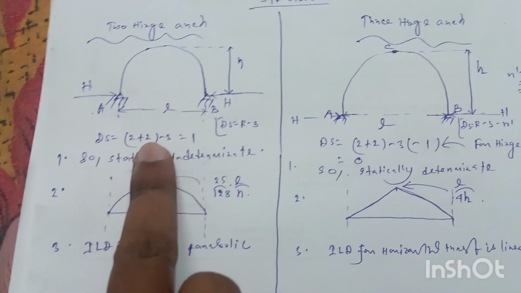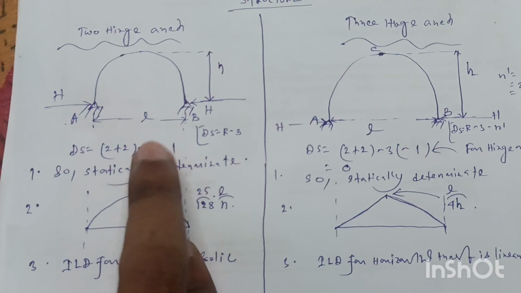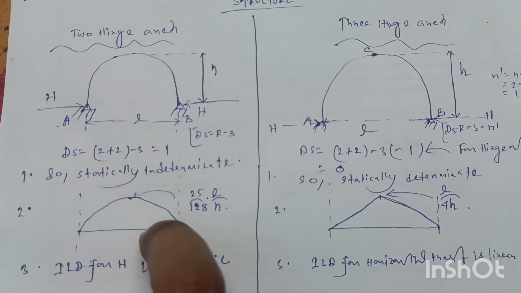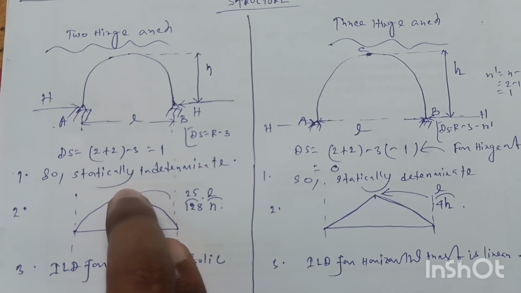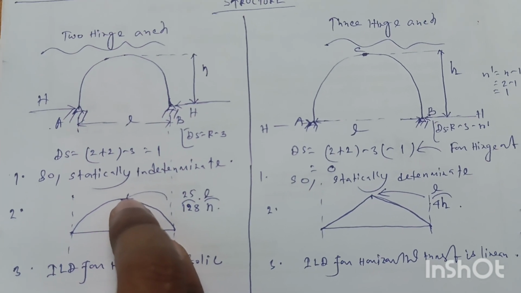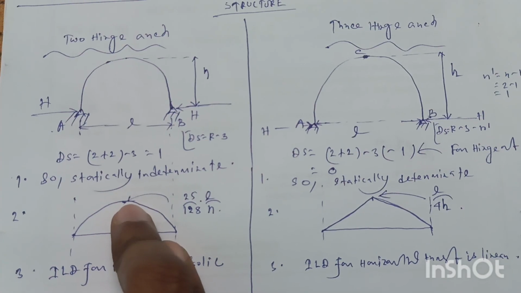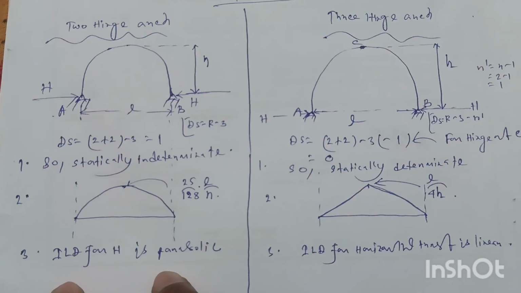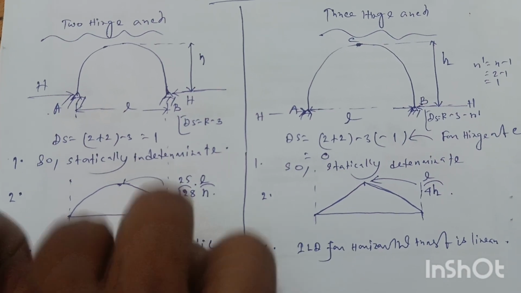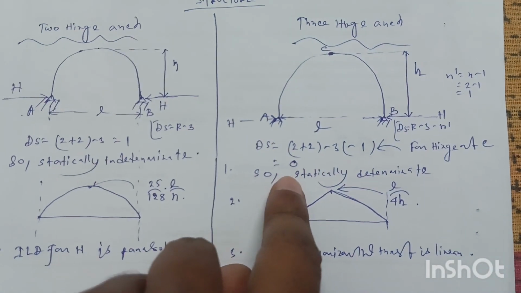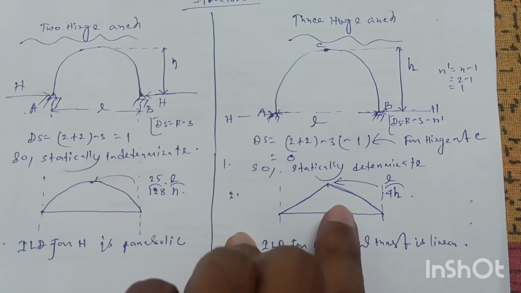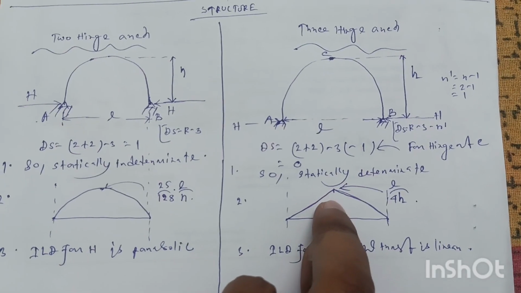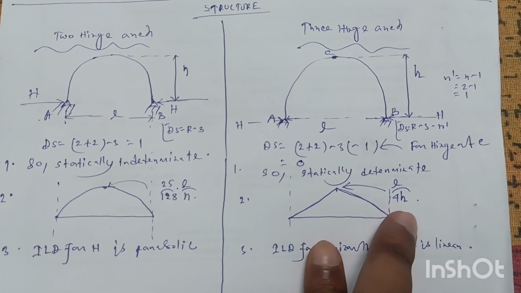Now for 2-hinge arch, the maximum value of horizontal thrust will be 25L by 128h, and the maximum value of horizontal thrust will be at the center, when the unit load is at the crown of the arch. And the ILD for horizontal thrust for 2-hinge arch is parabolic. Next, for 3-hinge arch, the ILD for horizontal thrust is linear. The diagram is triangular in shape. Okay, and the maximum value is L by 4h.